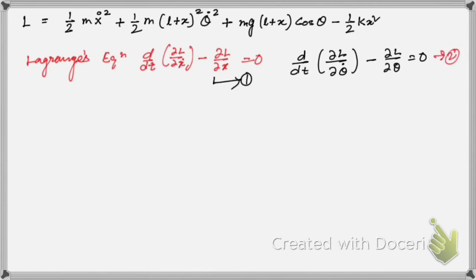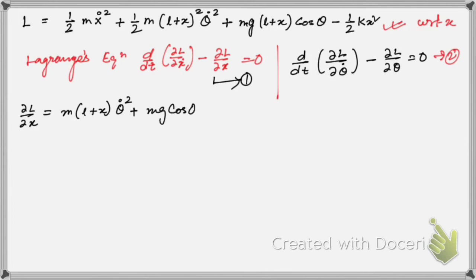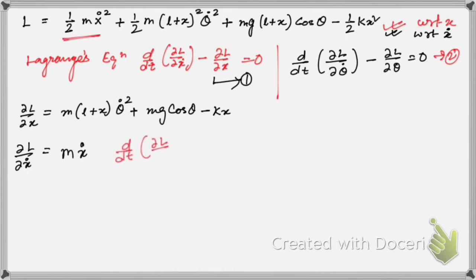Okay, so now let's differentiate L with respect to x first. Then del L by del x is m; if you differentiate it, you will get this expression, with respect to x. Now if you differentiate the above expression with respect to x dot, then you will get m x dot. Then d by dt of del L by del x dot gives m x double dot.